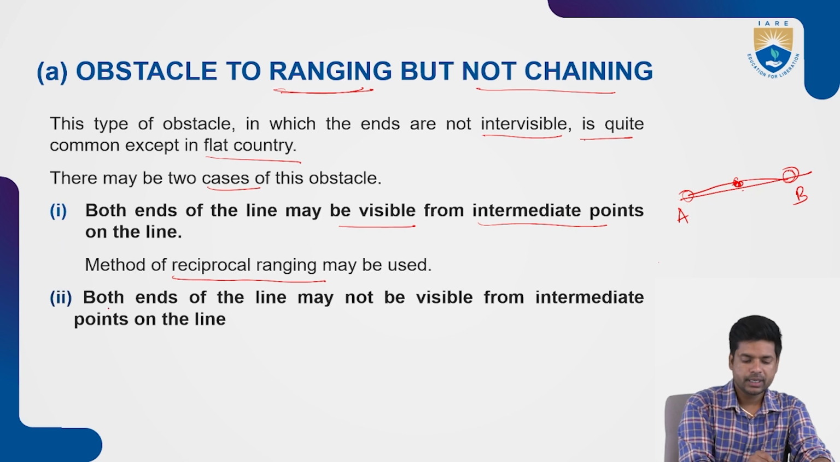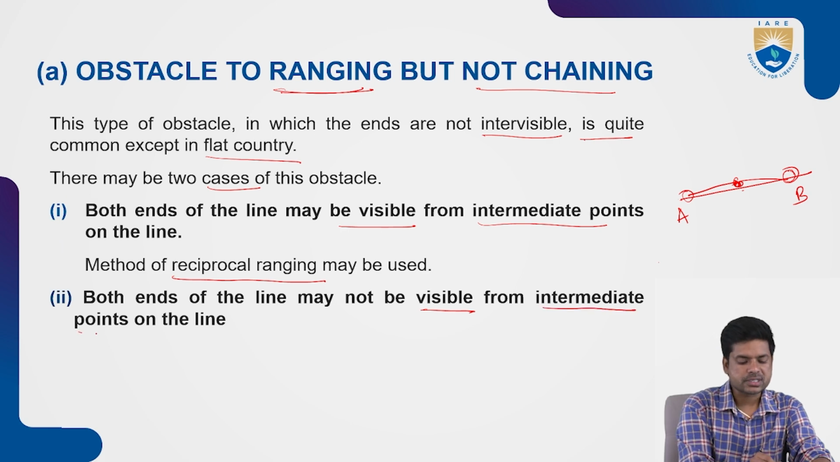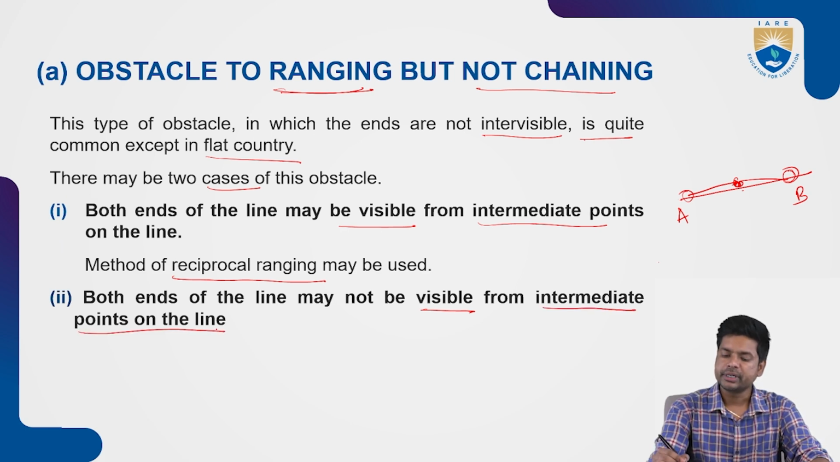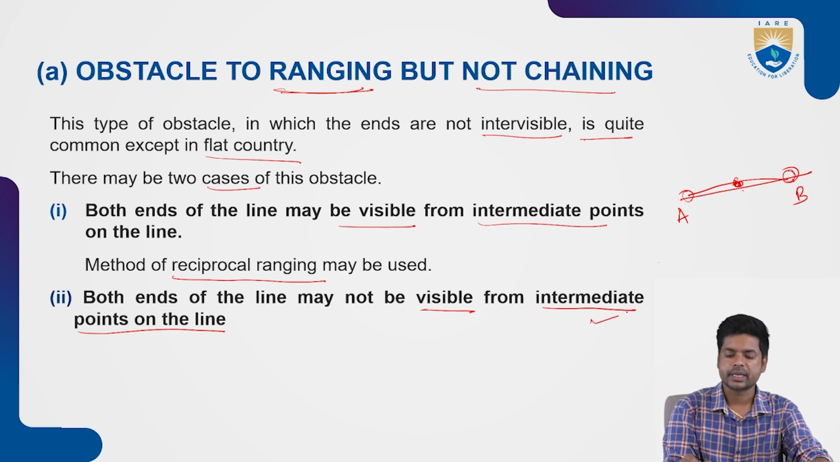The second case is that both ends of the line may not be visible from intermediate points on the line. Suppose you have a line A and B; from an intermediate point, both the ends may not be visible. In this type of situation we are going to follow another method. That is case 2.